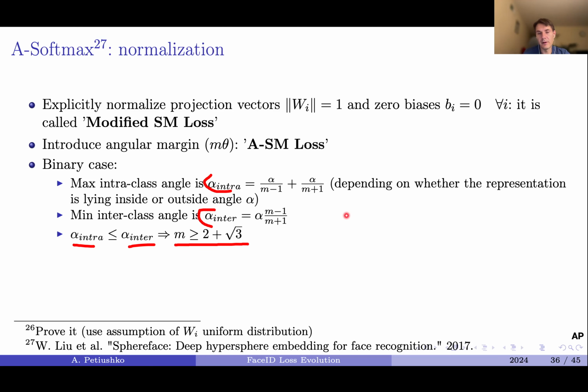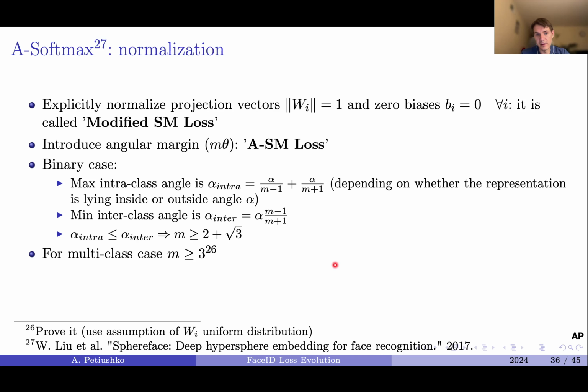But we know that m is a natural number, and square root of 3 is 1.7 something. So basically m should be greater than or equal to 4. This is for the binary case. For the multi-class case, we can prove that m should be greater than or equal to 3. This is also a small exercise to prove.